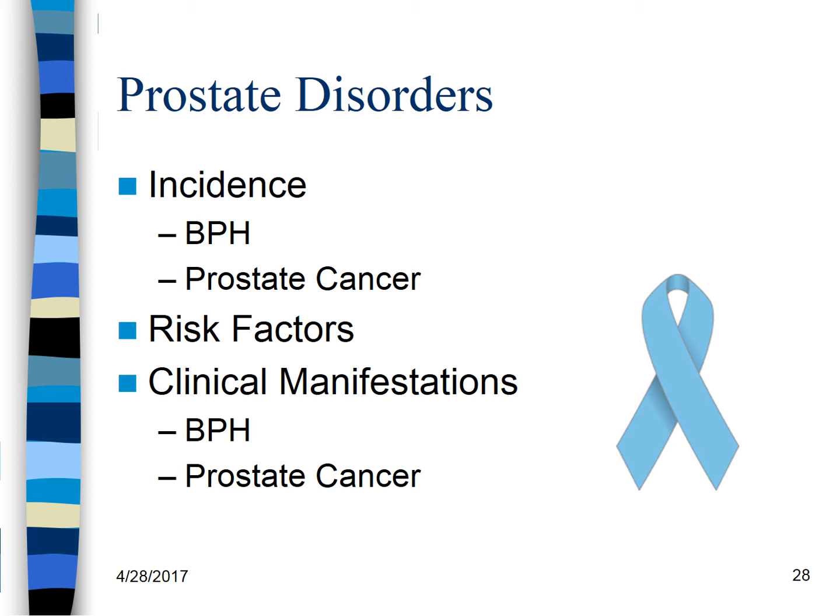Okay, so incidence in BPH: 50% of men over the age of 50 will have this, and 95% of men over the age of 70 will have some sort of BPH. Prostate cancer is the most common cancer in men, and as the population ages, we will see more prostate cancer. Risk factors include family history, a diet high in animal fat like red meat, and the African American male is at an increased risk for prostate cancer.